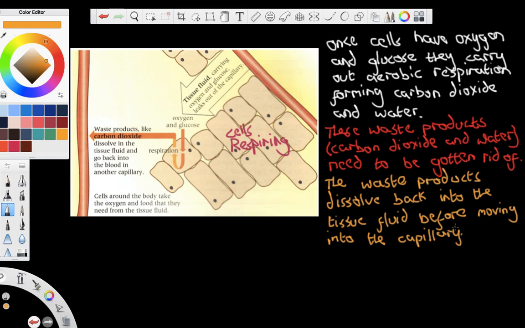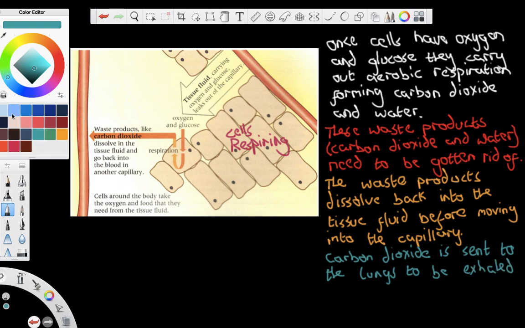Okay, we can then say finally that carbon dioxide is sent to the lungs to be exhaled, and we can say that water goes to the kidneys to be urinated.